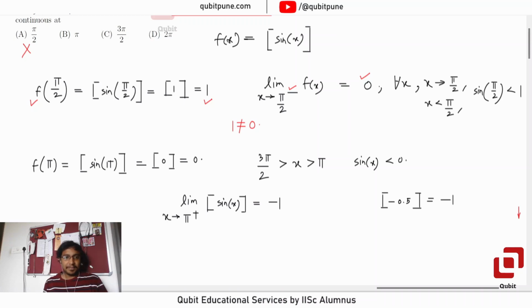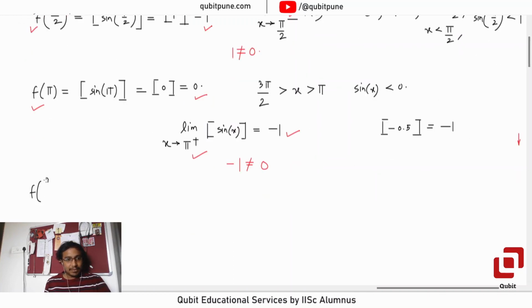Again, because f of pi is 0 and the right hand limit at pi is negative 1, can it be called continuous at pi? No. So B is also gone. Let us now come to 3 pi by 2. How much is f of 3 pi by 2? Sine of 3 pi by 2 is an integer, mind you, whose value is negative 1.